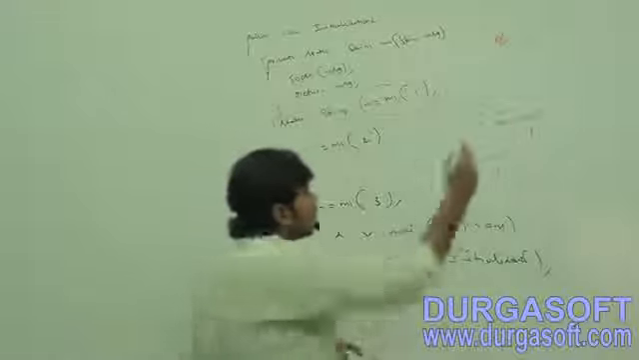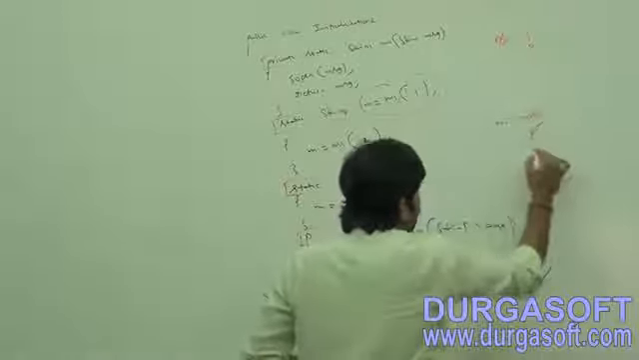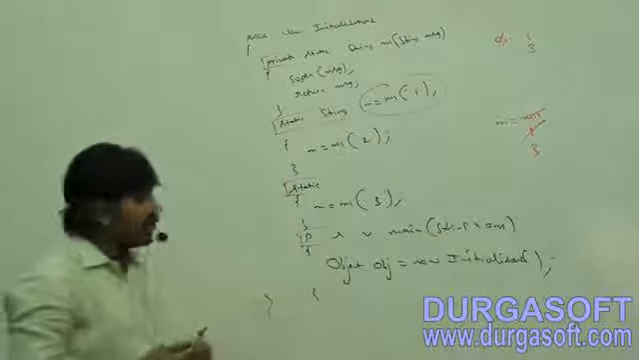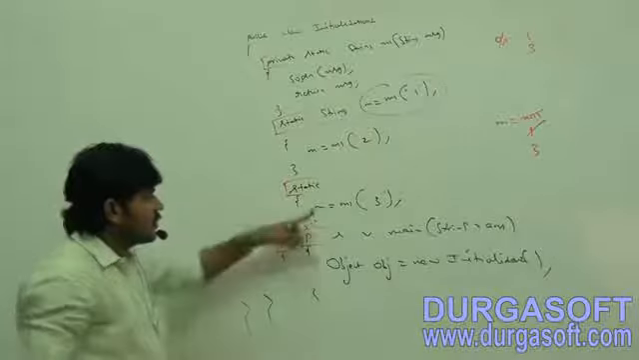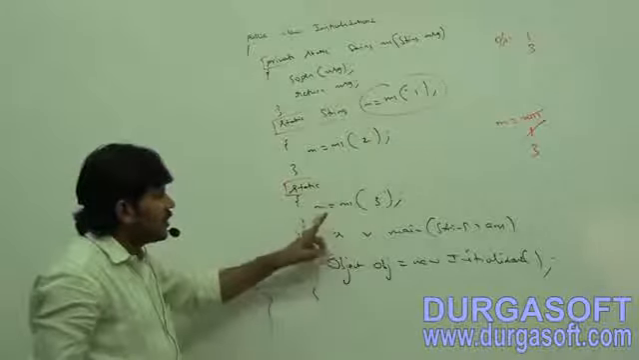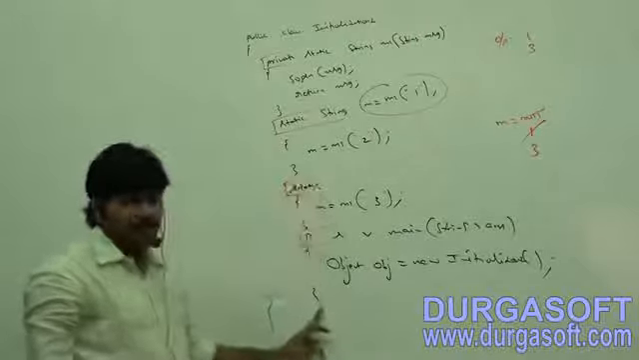M1 of 3 means 3 will be printed. This one will be replaced with 3. And then M is equal to M1 of 3. Next, after static, now the main method we have to execute.